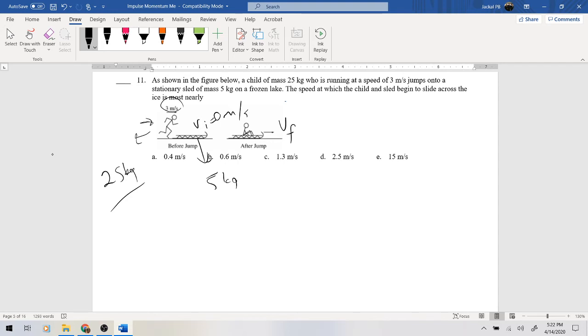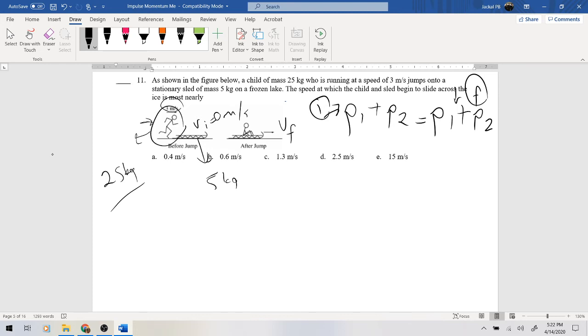Well, that's another common conservation of momentum type of question. So P1 plus P2 equals P1 plus P2. This is the initial case, and this is the final case. It doesn't matter which one you choose as the first object, but it's common to choose a person as the first object.